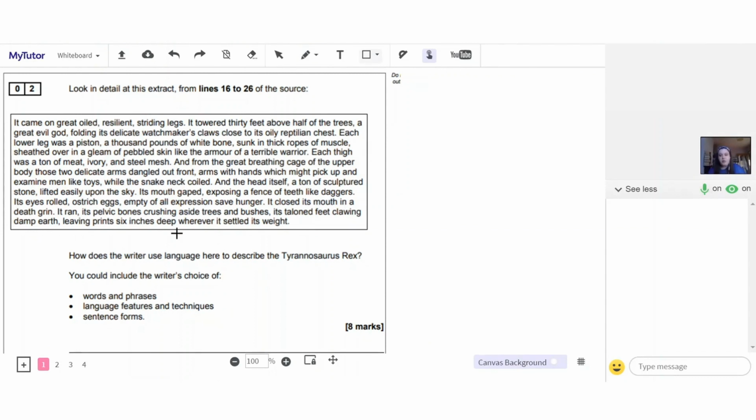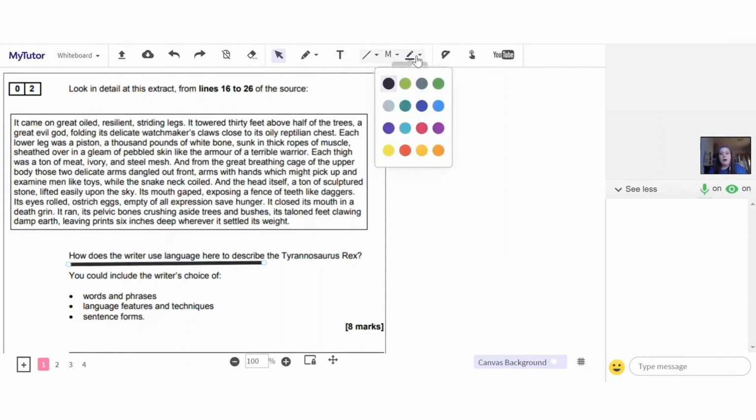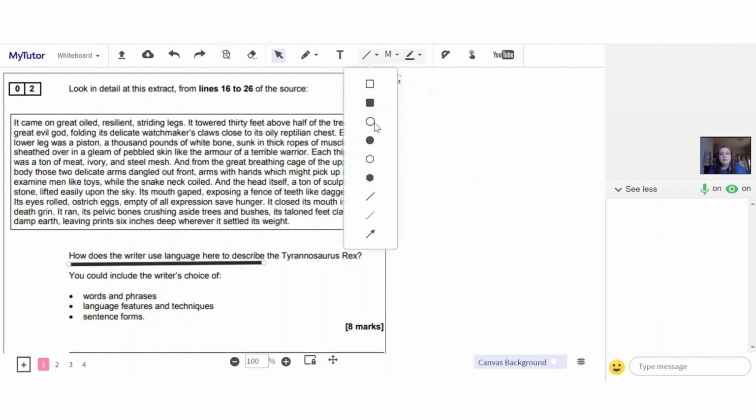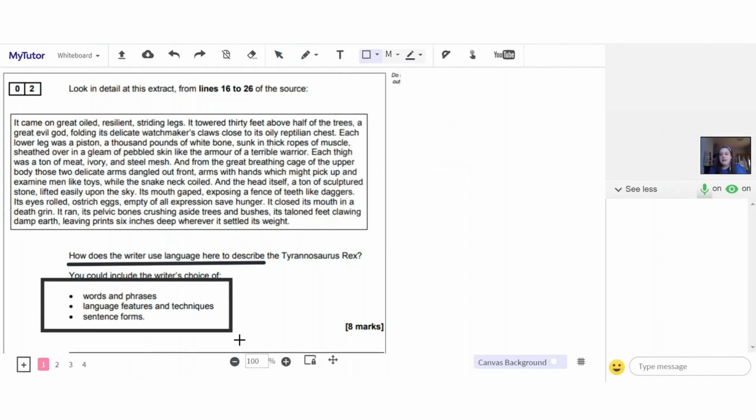So first things first, you will always get the same sort of question. Up until "describe", it would always be the same: how does the writer use language here to describe? And then the subject of that changes. For this text, we're looking at the Tyrannosaurus Rex. Your bullet points would always stay the same as well. These 3 bullet points down here will always be the same: words and phrases, language features and techniques or devices, whatever you like to call them, and sentence forms.